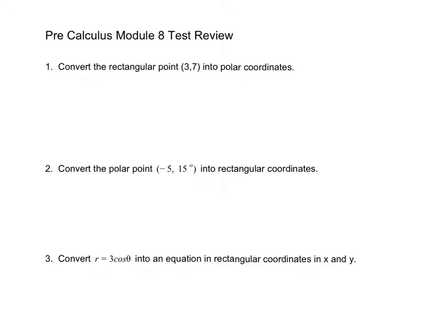So I'm going to complete the Module 8 test review in preparation for the Module 8 test. So question 1, we want to convert the rectangular point (3, 7) into polar coordinates. If you remember, the way we convert to polar coordinates is we use r squared equals x squared plus y squared to get our distance r, and we use that theta equals the tangent inverse of the absolute value of y over x to find our theta.